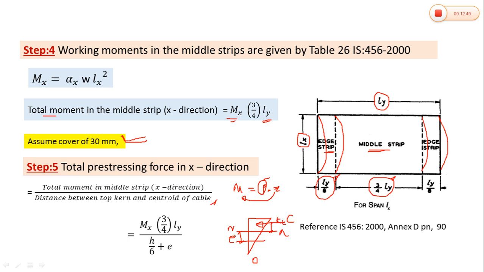So the lever arm is nothing but the distance between resultant compression and resultant tension. So that lever arm is nothing but the addition of Kt plus e. And we know that for a rectangular section, this Kt is nothing but h by 6. So h by 6 plus e is the total lever arm distance. By using this formula, we get the value of prestressing force in x direction. So this is step 5.